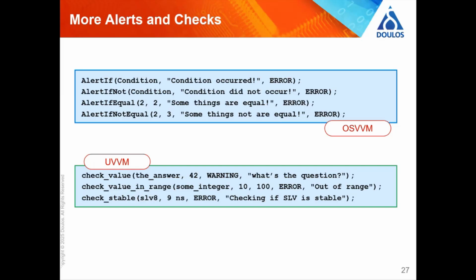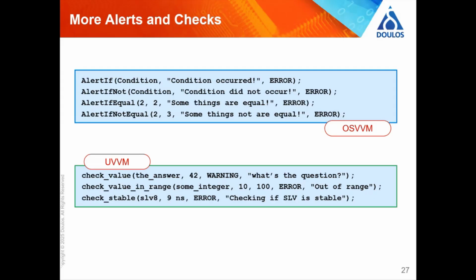OSVVM has another bunch of these kinds of built-in alerts. I've shown some of them here. So alert if, that's just saying if that condition evaluates true, then we output the alert. Alert if not is the opposite. Alert if equal and alert if not equal are actually quite useful because they print out the actual and the expected value as well when you have the message come out. So you can use that instead of an assertion.